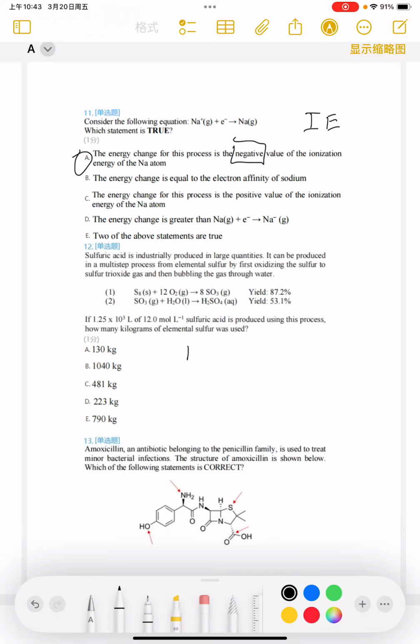So from this, we can see that there's a total of this many liters, which would be equal to 1.5 times 10 to the 4th moles of the sulfuric acid. Since we have the sulfuric acid, we first use equation number 2. So basically S8 goes to 8 SO3, and this goes to 8 H2SO4.